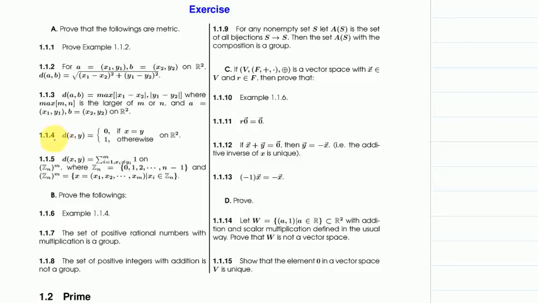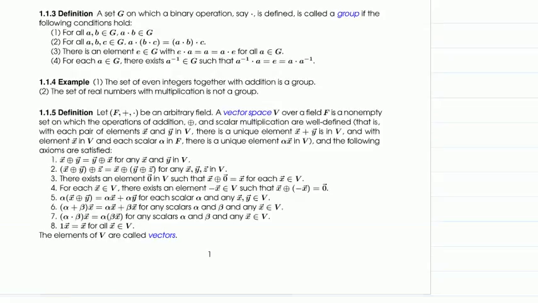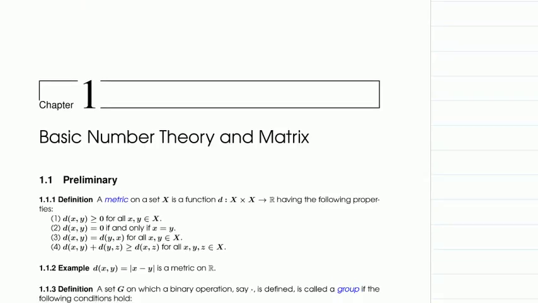Okay, let's prove exercise 1.1.4. We want to prove that the given function is a metric on R2. Proving that a given function is a metric on a certain set means showing the four properties of the metric definition. Okay?